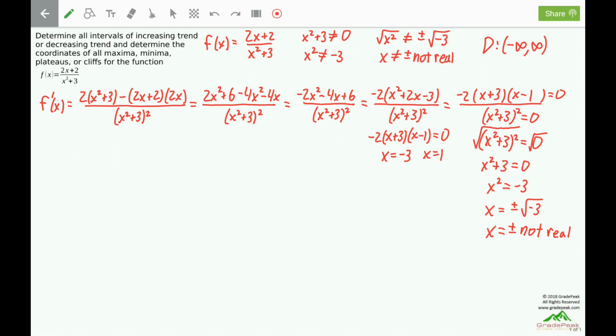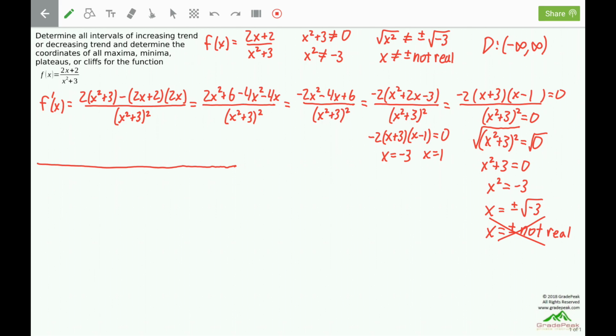We want to keep only those that are in the domain, so we compare these against the domain, which is all real numbers. Negative 3 and 1 are both real numbers. We keep those. We do not keep the ones that are not a real number, so we can cross those out. We can now draw a domain line, a line representing the domain, which is negative infinity to positive infinity, so it has no left end and no right end.